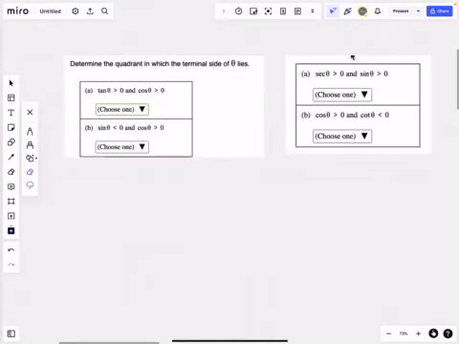All right, so in this quick video, we're going to talk about how you determine which quadrant the terminal side of an angle lies in if we know information about two or more trig functions. So to start this conversation, I'm going to remind you about this little diagram that's called a CAST diagram.